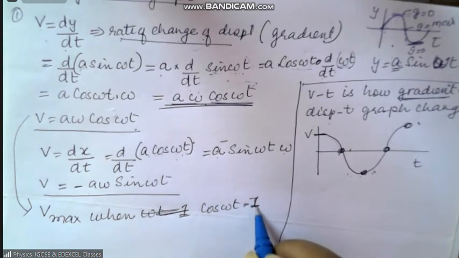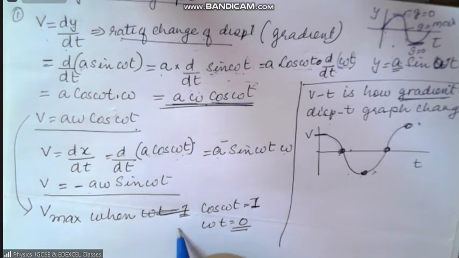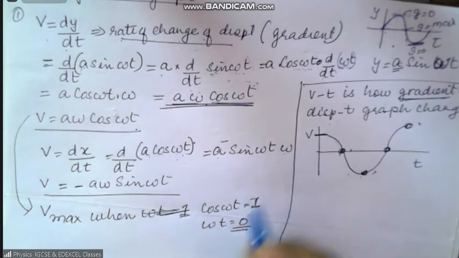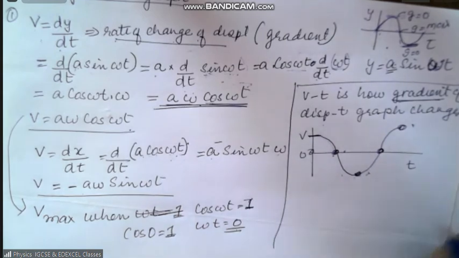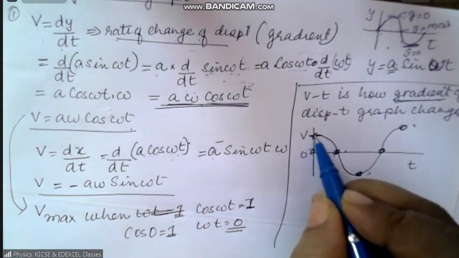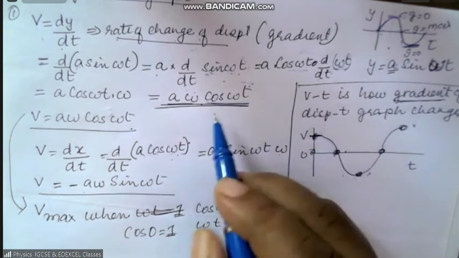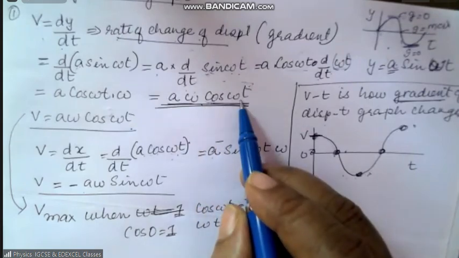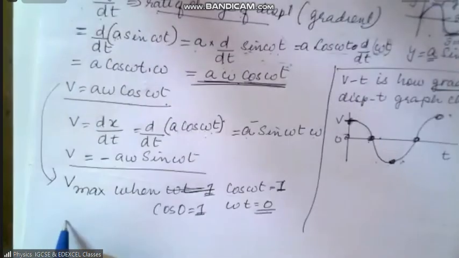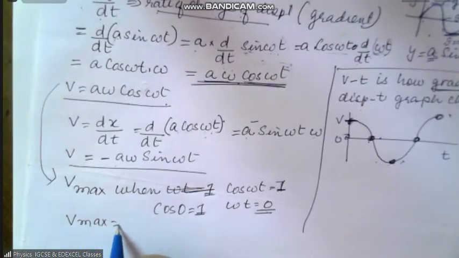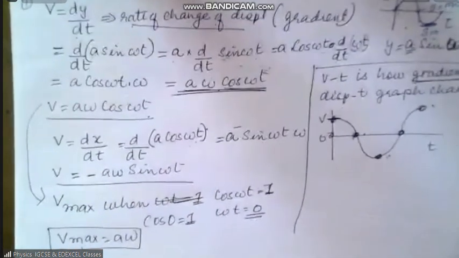For cos omega t to be 1, what should omega t be? 0. That means only cos 0, because cos 0 is 1. At 0, you get maximum. When the angle is 0, you get maximum. So cos omega t is 1, and then you will get V max. So how much is V max? V max is equal to A omega. You understood?